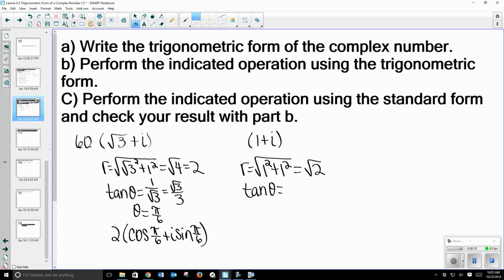Tangent of theta is equal to 1. 1 over 1 is 1. Theta is equal to what? Pi over 4. So we have root 2, open parentheses, cosine of pi over 4 plus i sine of pi over 4.